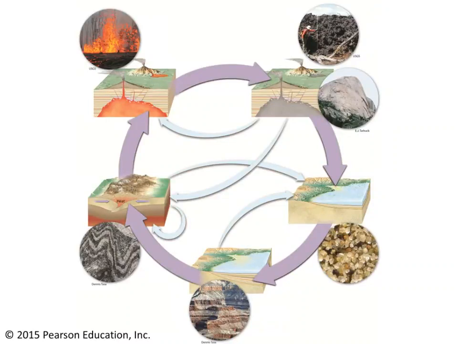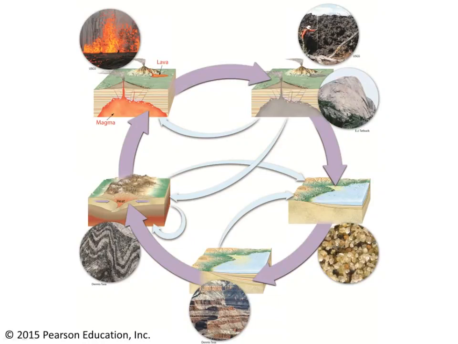This is a diagram in your lab manual describing the rock cycle. You can see that there are sort of 5 major points here on this rock cycle, and there are all kinds of arrows leading from these different hubs towards one another. So first off, let's start with molten rock in the upper left corner.